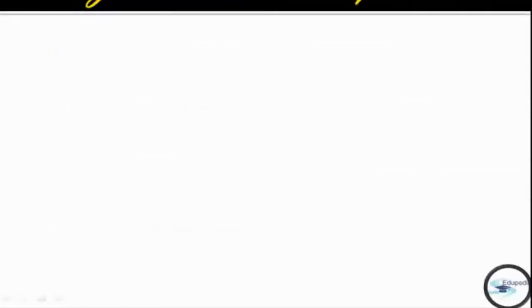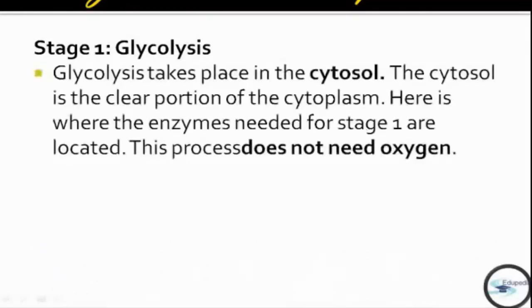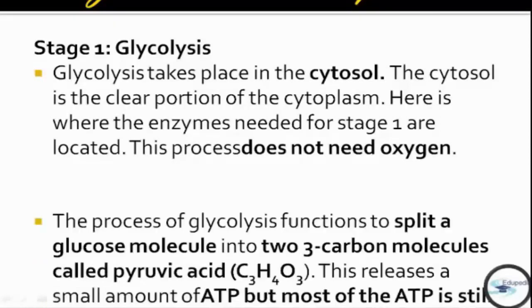We also have two stages involved in respiration. The first stage is glycolysis. Glycolysis takes place in the cytosol. The cytosol is the clear portion of the cytoplasm. Here is where the enzymes needed for stage 1 are located. This process does not need oxygen.